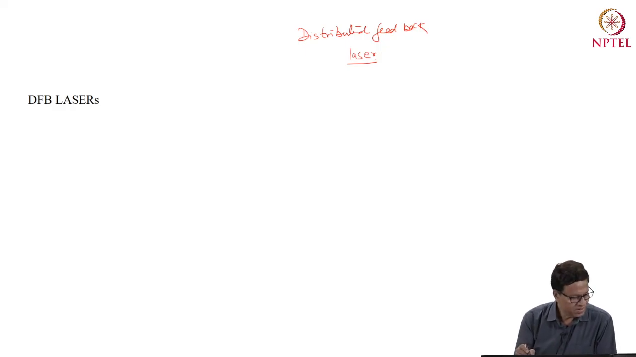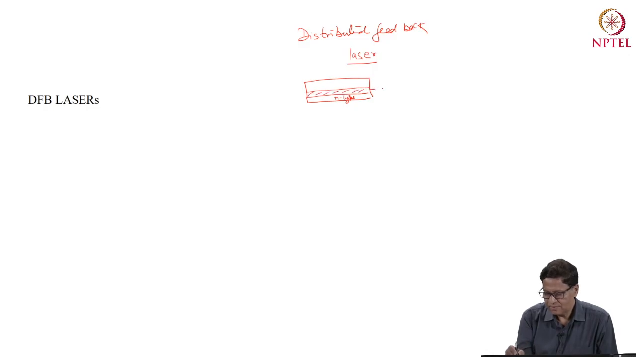So what happens in a distributed feedback laser? You have this as your laser cavity, and this is your, say, N-type. This is your active region, and this is a P-type material. And you construct some sort of grating here.